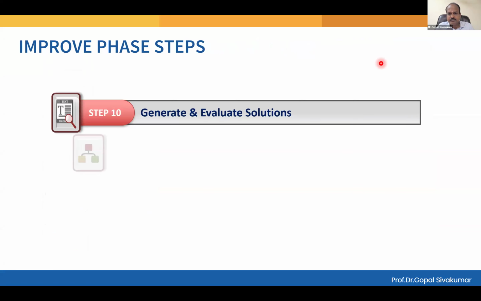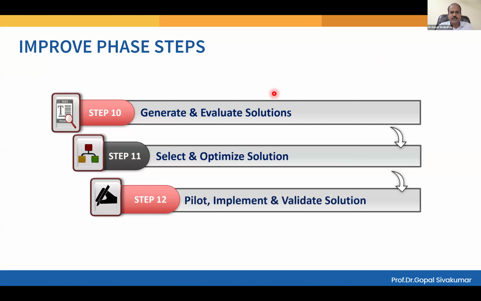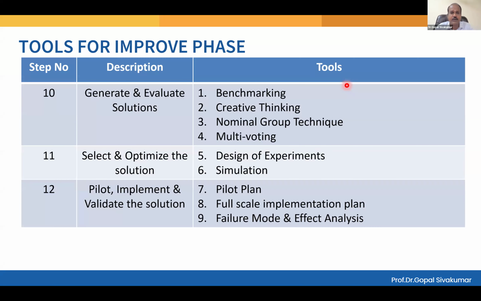And then these are the steps. See here, look at your steps. Generate the solution, evaluate the solution, and then select the best one. If needed, optimize it, and then pilot it. And again, go for the full-scale implementation, then validate. And finally, the solution is implemented. That is the outcome of the improve phase.